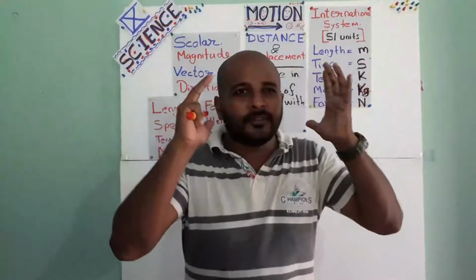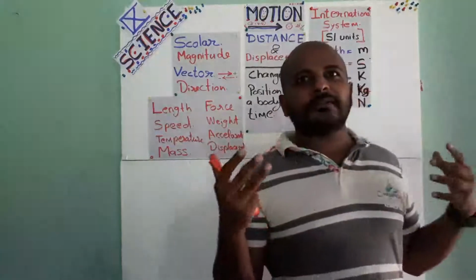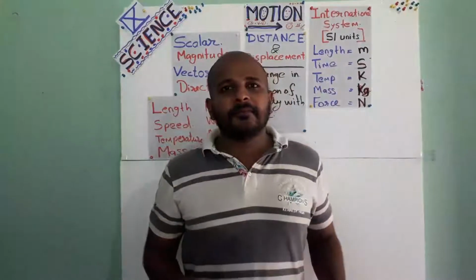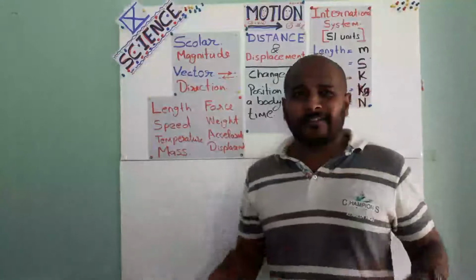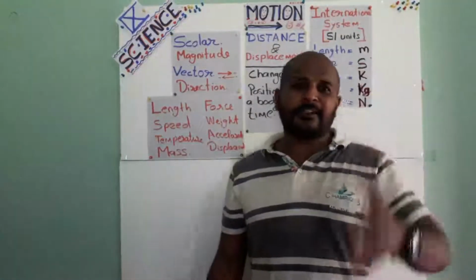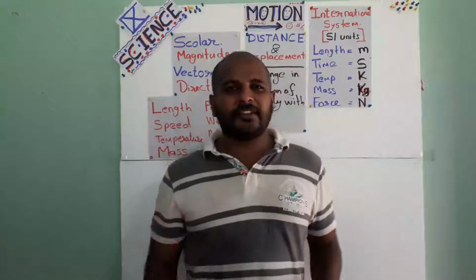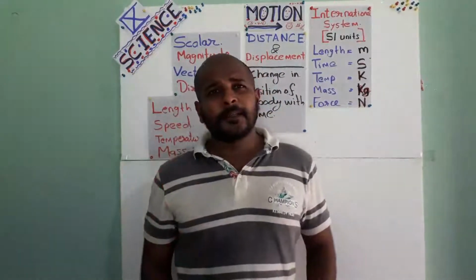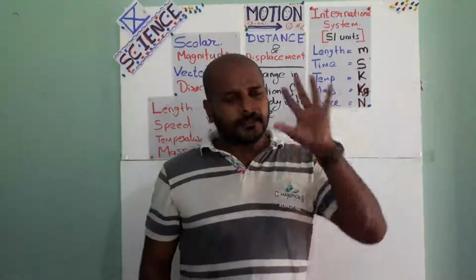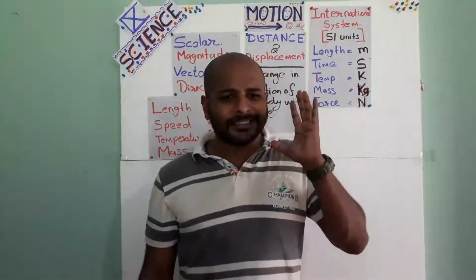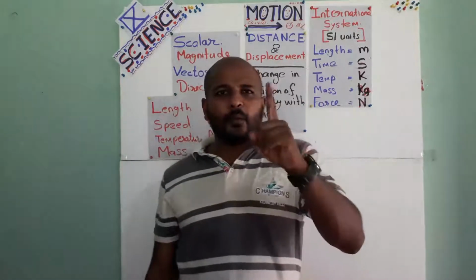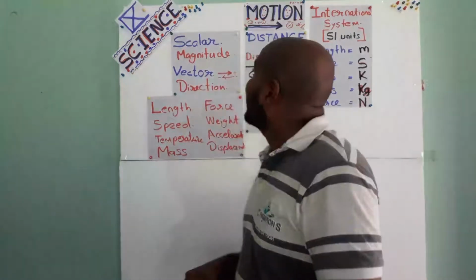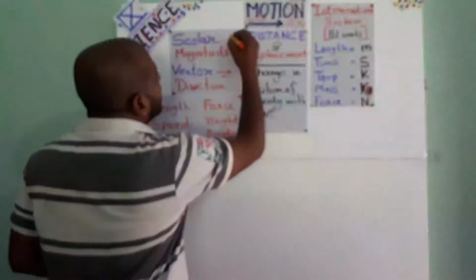Oh my God! Even the college students, even the engineering students, they are scratching their head by hearing vector quantity, scalar quantity. Oh my God! What is that? Displacement, distance. What all things are that? So it is nothing. In simple definition, we can say scalar means only one thing is there.